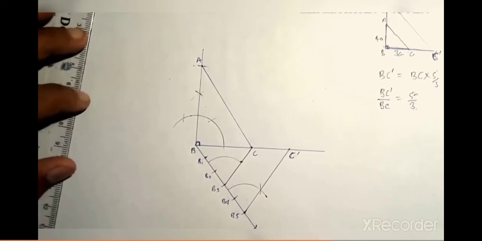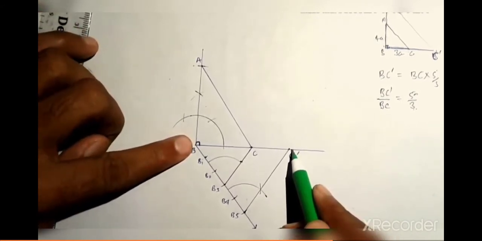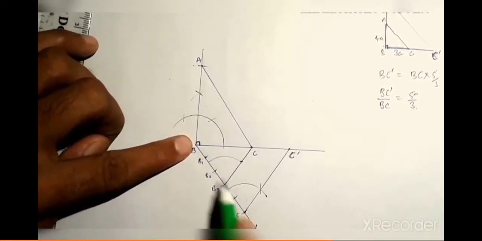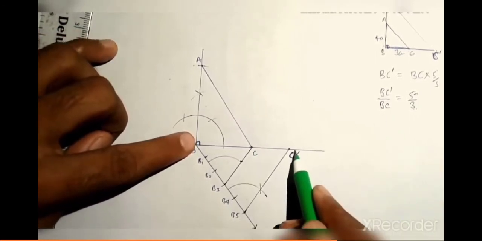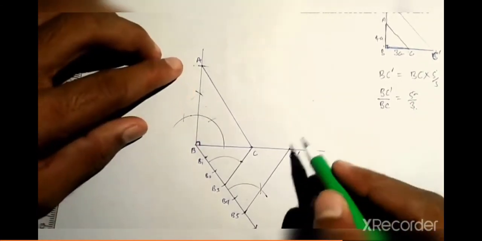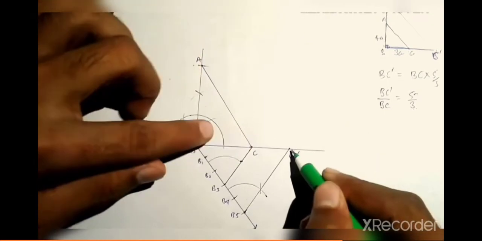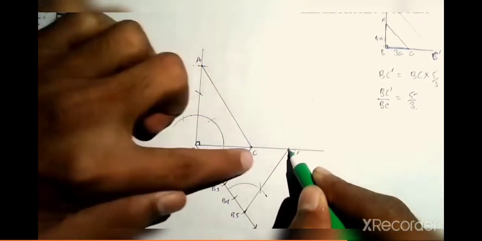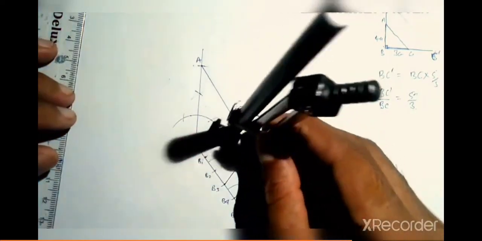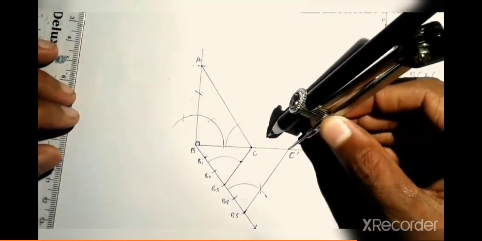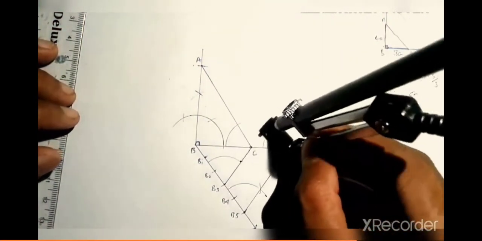Once it is parallel, then we can say BC dash by BC will be 5/3. BC dash will be 5/3 of the BC. Now we have to construct the triangle. For that we have to draw another parallel line through AC. How are we going to do it? Same way, take 1 centimeter, cut an arc with the same radius from C dash also.